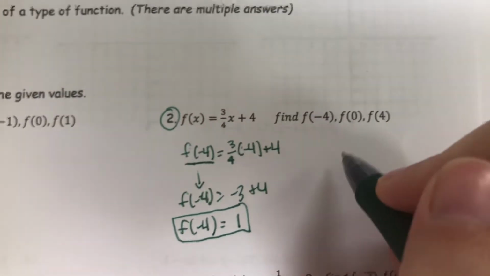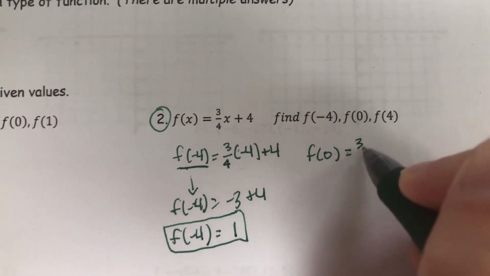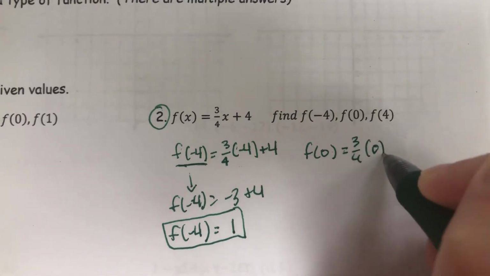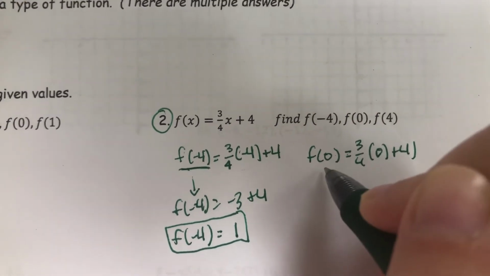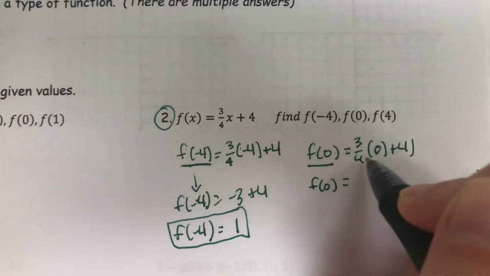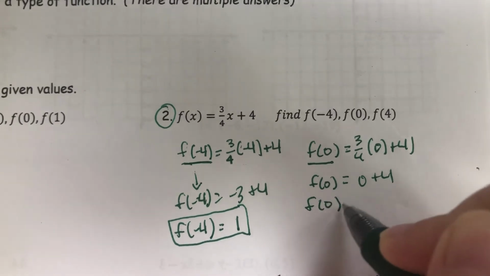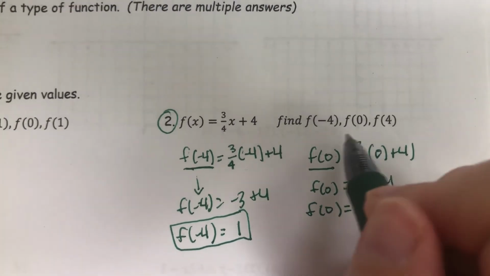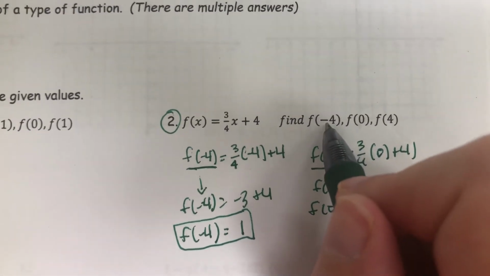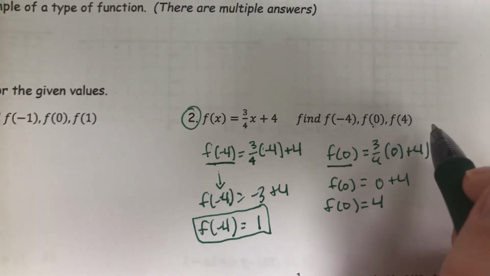Then it asks for f of 0. So we'll do the same thing. You put 0 everywhere you see x. And again, this is the notation of what we're doing, so that just is going to follow through. 3/4 times 0 is 0 plus 4. So f of 0 equals 4. Again, this is just really fancy for saying x equals -4, x equals 0, and x equals 4. We're not going to do the last one.